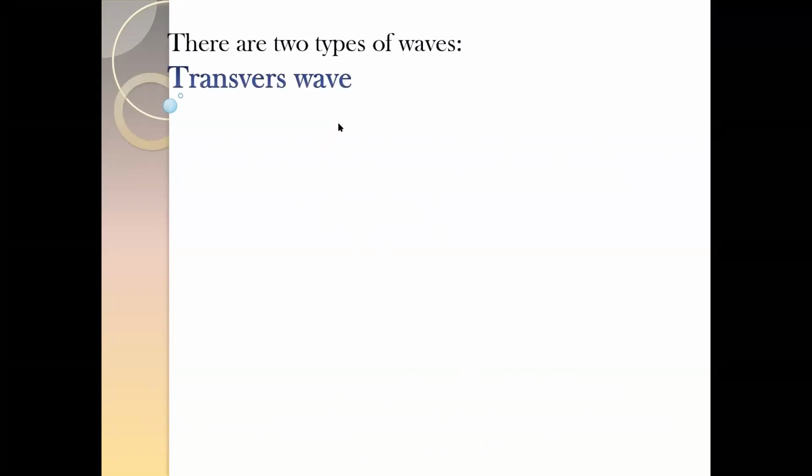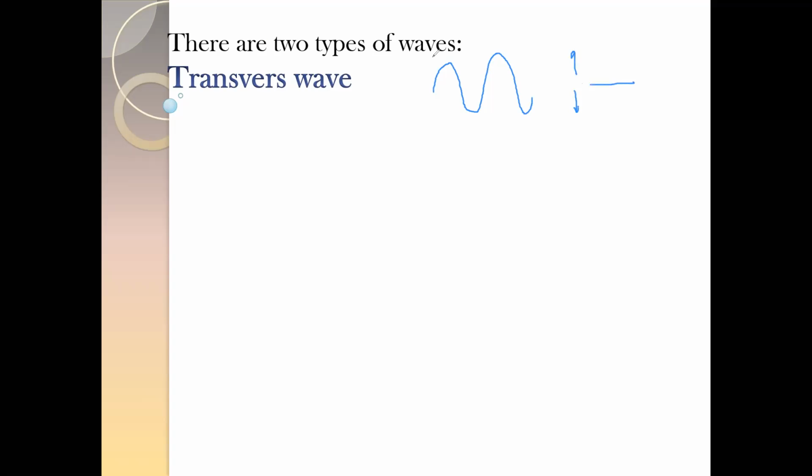Then, two basic classes of the wave. One is called a transverse wave. A transverse wave means the wave in which the particles move perpendicular, or 90 degrees, to the direction of the wave. And the second one is a longitudinal wave, in which the particles move in the same direction as the wave.